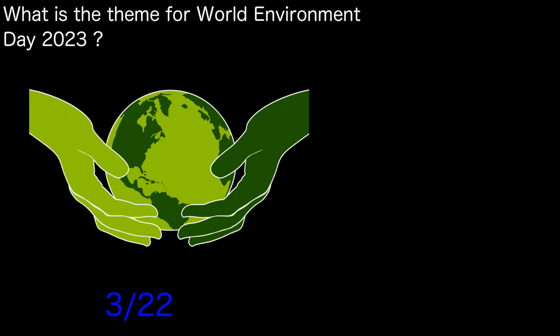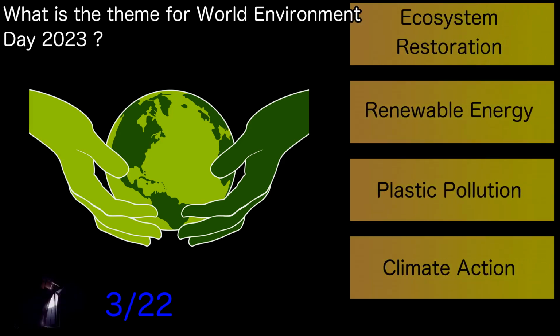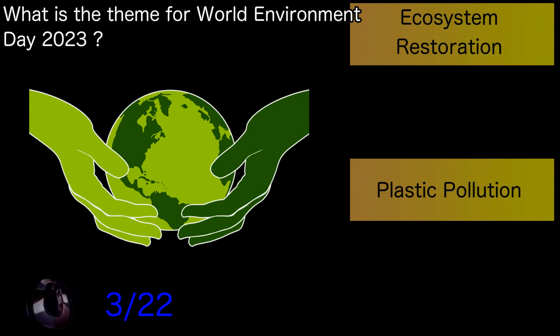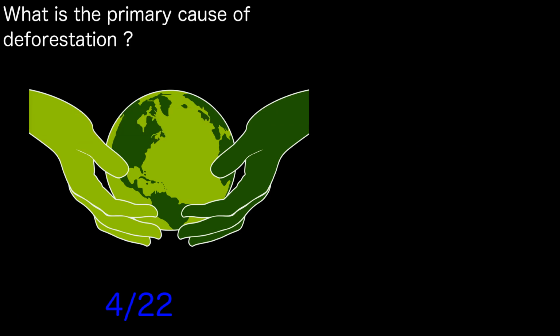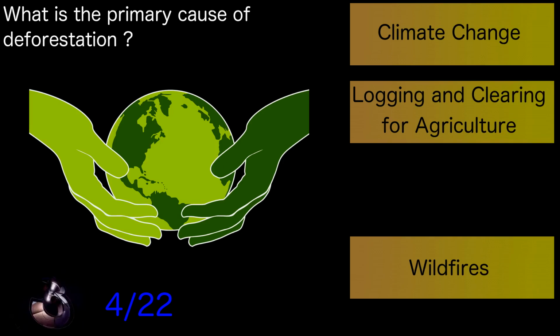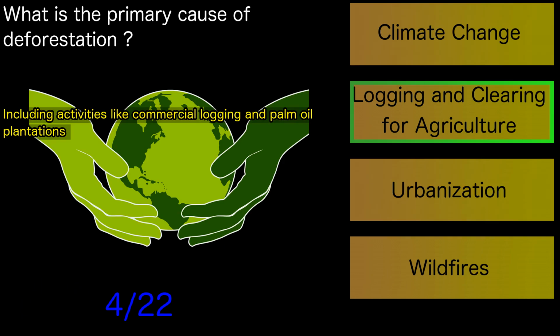What is the theme for World Environment Day 2023? Ecosystem restoration. What is the primary cause of deforestation? Logging and clearing for agriculture.